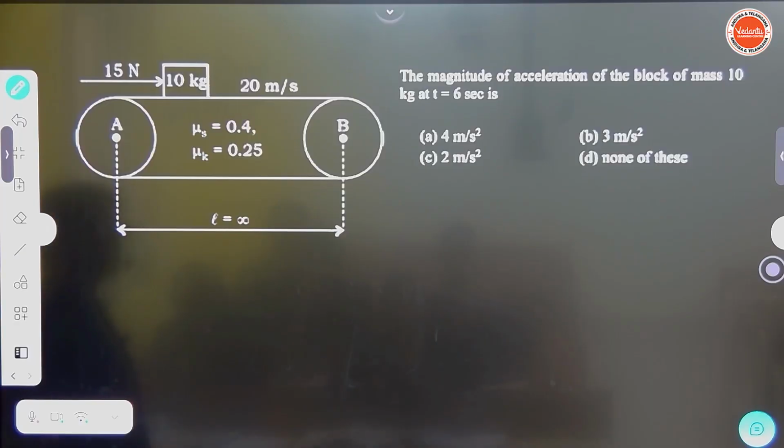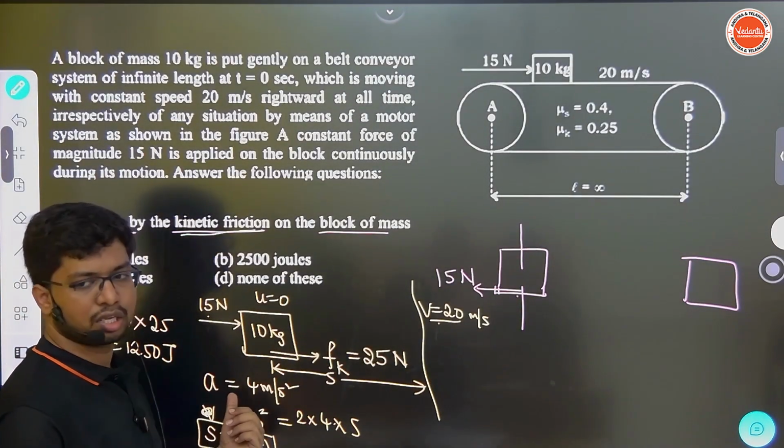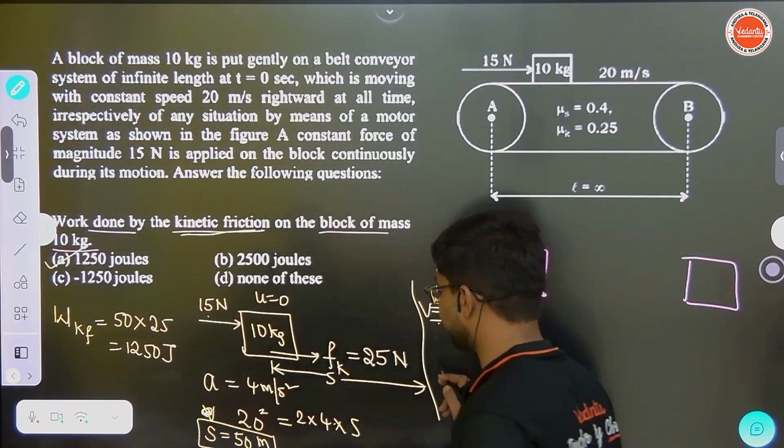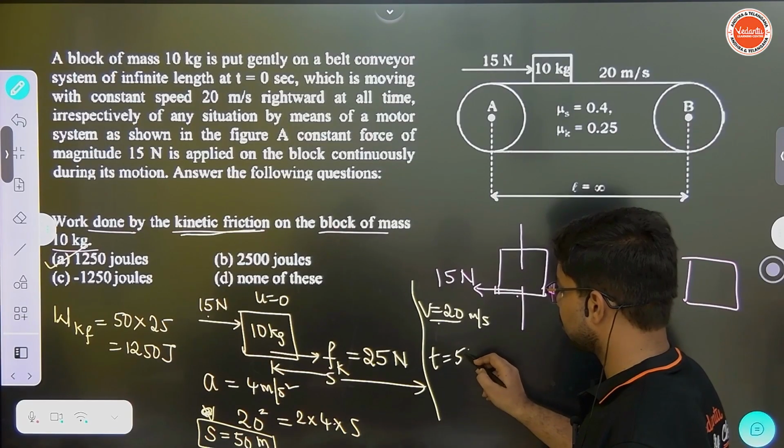Look at this one. Magnitude of the acceleration of the block of mass 10 kg at t equal to 6 seconds. That means over here we should get, at t equal to 6 seconds, is the friction kinetic in nature or static in nature? That you have to decide first. How will you get that? Again, using the same variables, u, v, a. What is the time here? How much time does it take to attain this 20 meter per second? t is equal to 5 seconds.